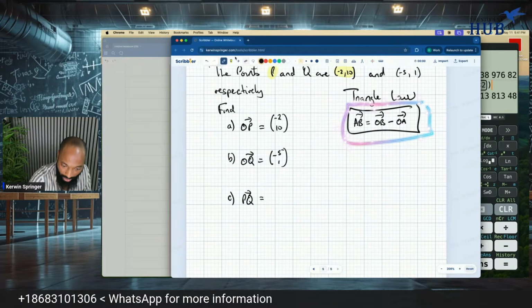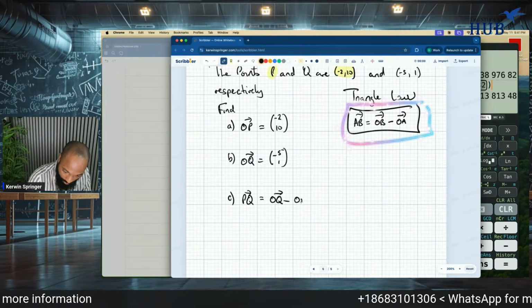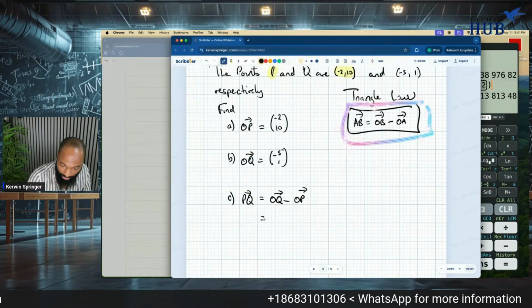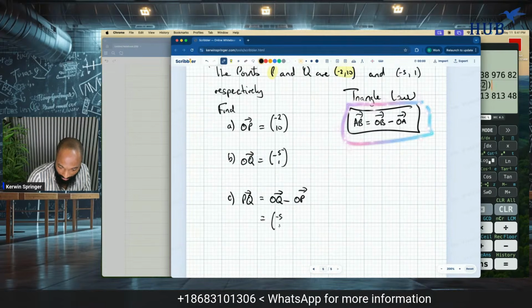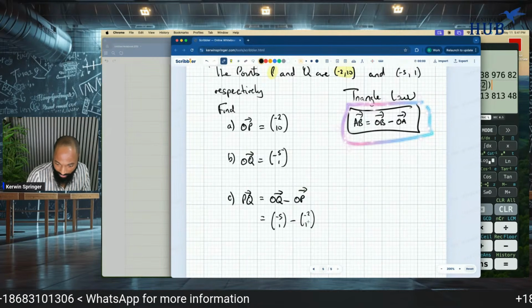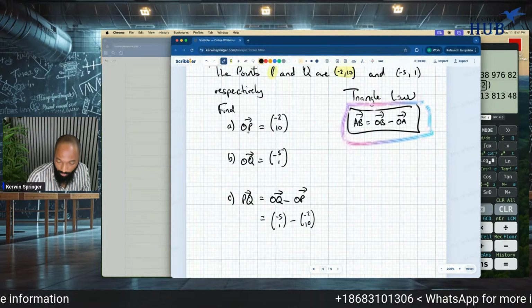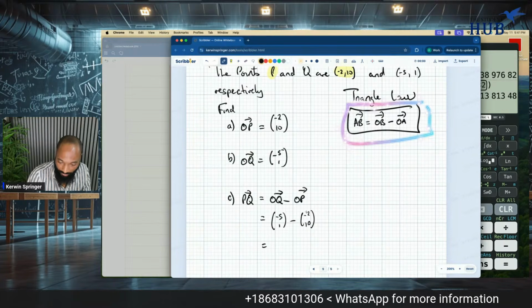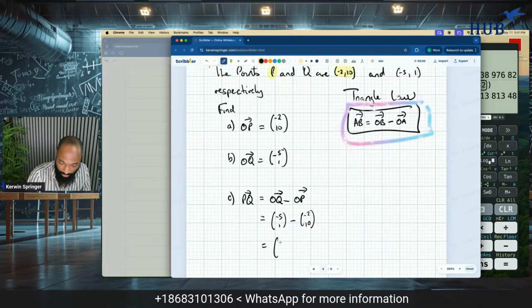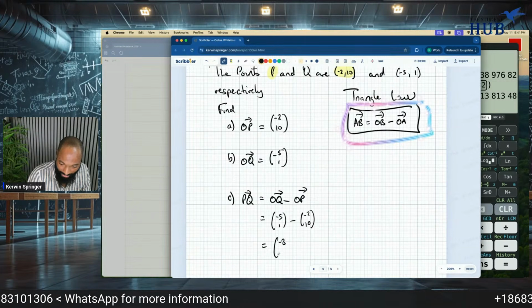Well, we'll just put the second one, OQ minus OP. And then what do we get? We'll get negative 5, 1 minus negative 2, 10. OQ minus OP. And it works. So negative 5 minus negative 2 is actually negative 3, because that's negative 5 plus 2. And 1 minus 10 is negative 9.